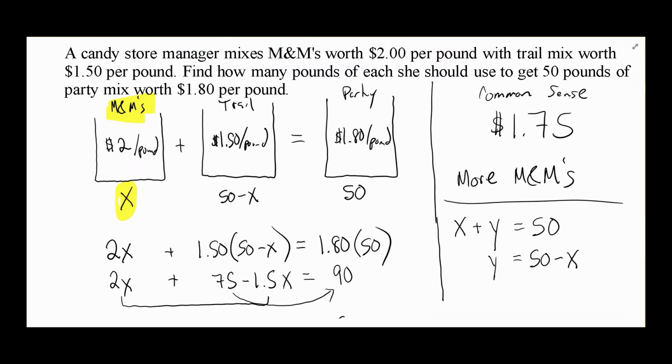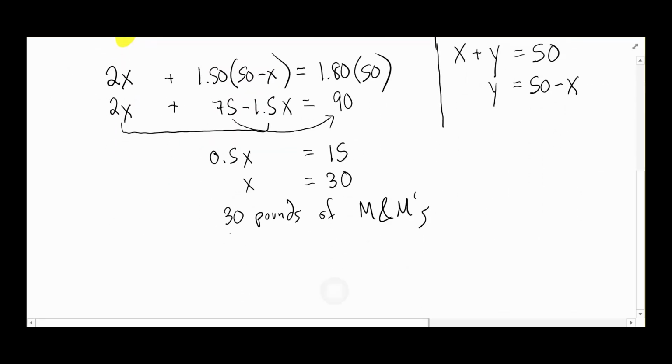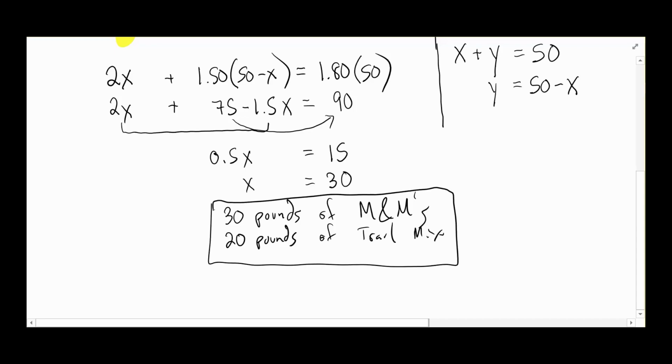And then if we come back to our problem, for trail mix, it was 50 minus x. 50 minus 30 would be 20 pounds of trail mix. Now to make sure this answer makes sense, we do have a total of 50 pounds, and going back to our common sense approach, this was actually one of our guesses. We said maybe 30, 20, maybe, I don't know, 28, 22, but this was actually one of our guesses. So it makes perfect sense because we already got this through a common sense approach.